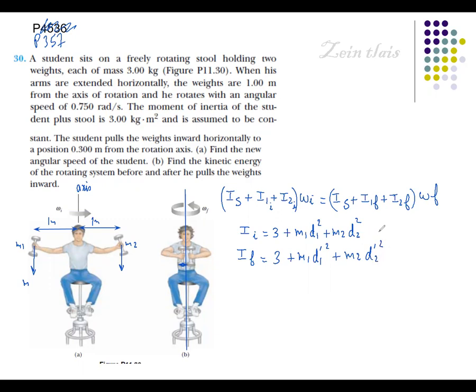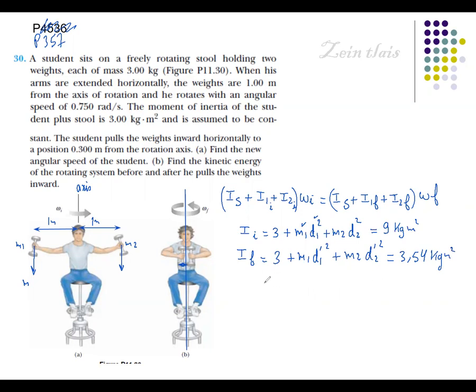We have the values of M1 and D1, so we get I initial, which is equal to 9 kilogram times meter square. Also D1 equals 1, and D1 prime equals 0.3. We can calculate the value of I final, which is equal to 3.54 kilogram times meter square.